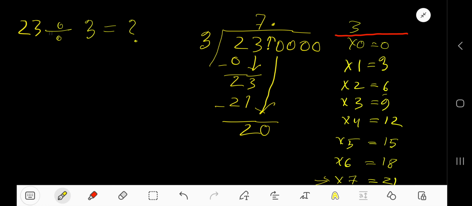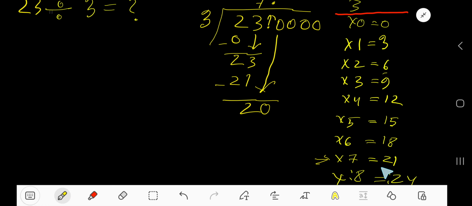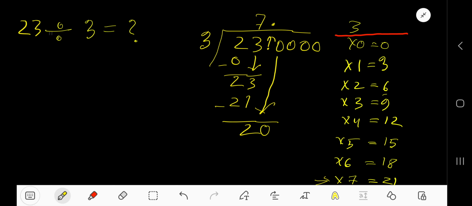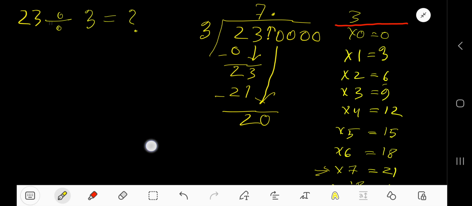3 goes into 20 how many times? 7 times is 21, which is greater than 20, so 6 times. Okay, so we need to consider this. 6 times 3 is 18. Subtract, and you get 2.